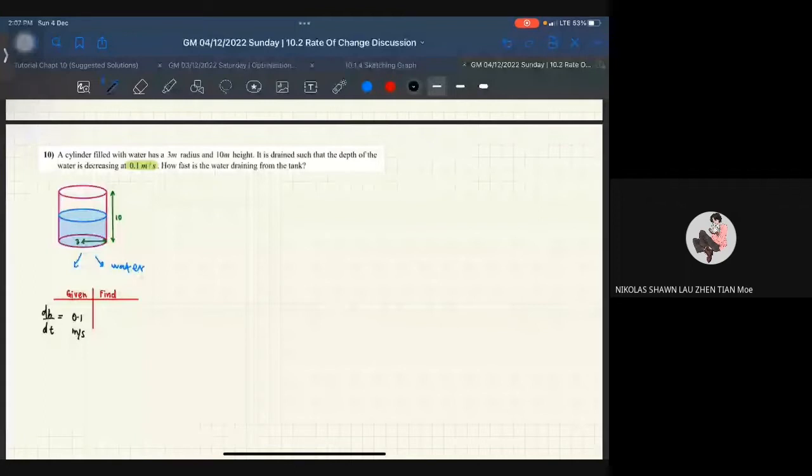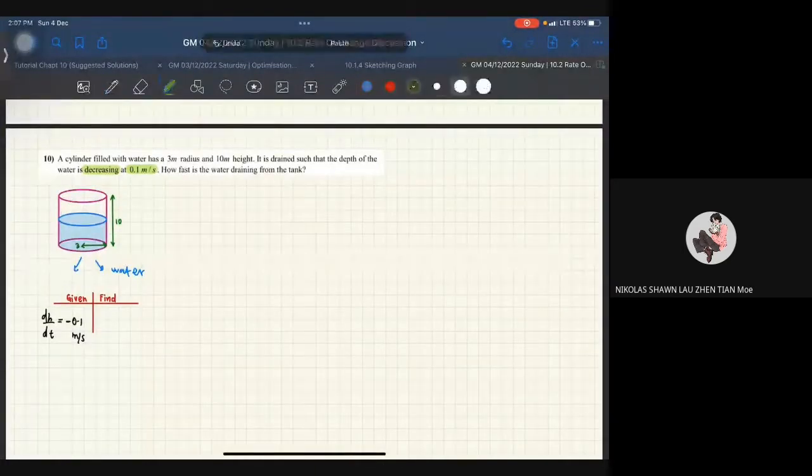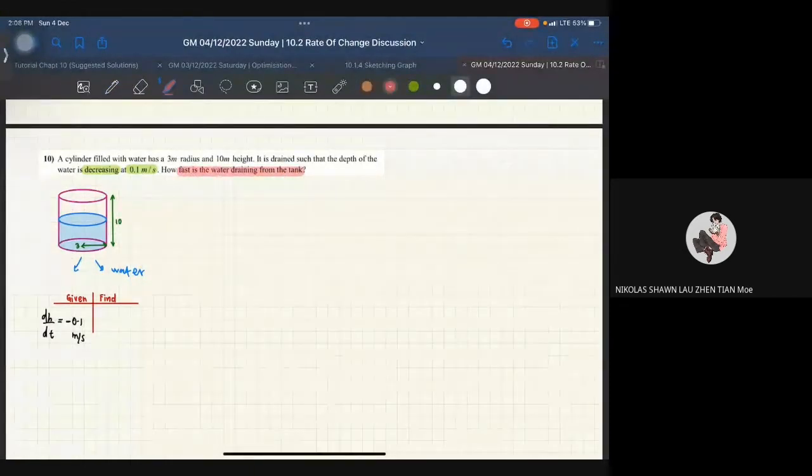How fast is the water draining from the tank? Apa yang sebenarnya soalan minta dekat situ? How fast is the water draining from the tank? Berapa cepatkah air tu? dV/dt. Yes, exactly. Okay. So soalan sebenarnya minta dekat kita dV over dt. Okay, so the one over here is actually dV over dt. Okay, so that one I'm gonna put it over here. So kita nak cari dV over dt.